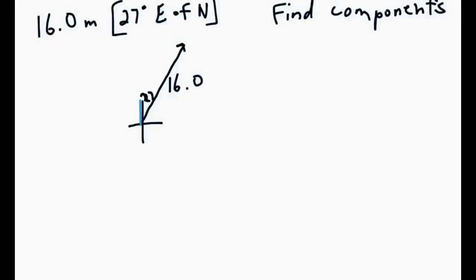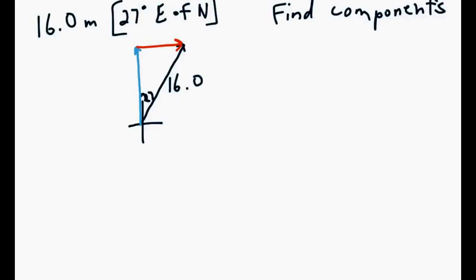So our components would be a north component, and then we should have our east component like that. East of north means we went north first and then to the east. Okay, so there's our diagram. So now all we have to do is figure out what each of those sides are.